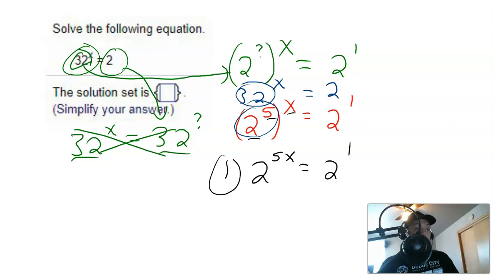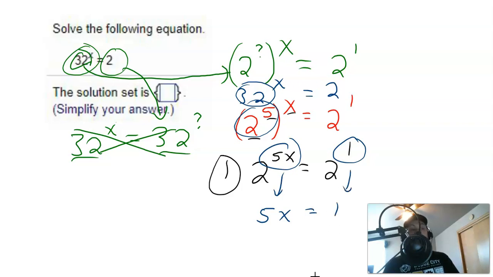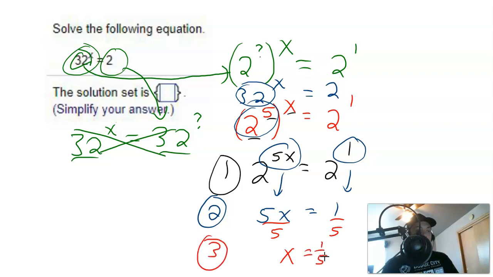Now, this is step 1. Now that I have the same base, I set the exponents equal to each other. So I'll take the exponent from the left-hand side, which is 5x, and set it equal to the exponent from the right-hand side, which is 1. That's step 2. And then step 3, we solve for x by dividing by 5 on both sides. And so we get x is equal to 1/5. And that solves the equation.